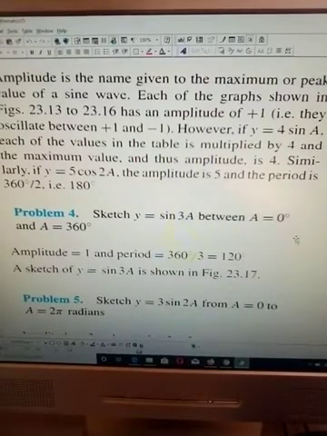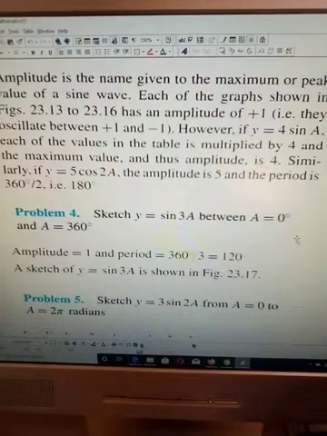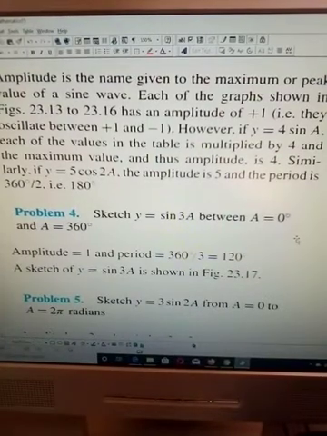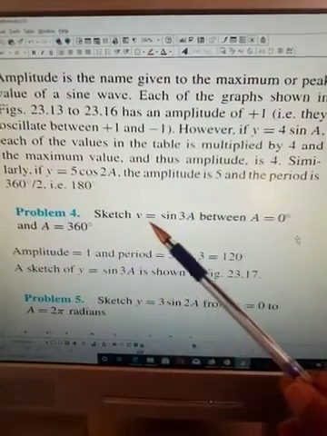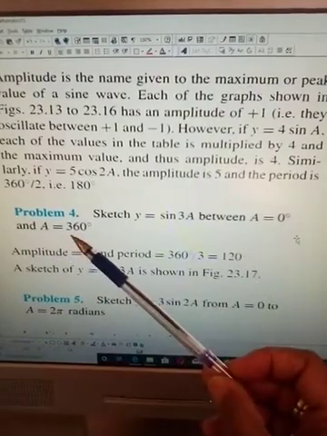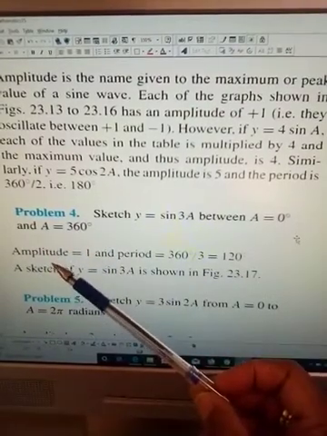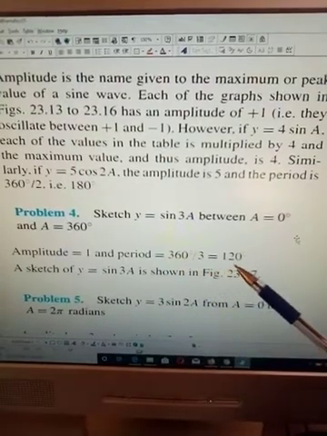Now what I've done first here is to look at the problems first before I've actually looked at the graphical representation in the form of the waveforms. So, problem 4. Sketch y equals sine 3a between a equals 0 and a equals 360 degrees. Amplitude equals 1 and period equals 360 divided by 3 equals 120.